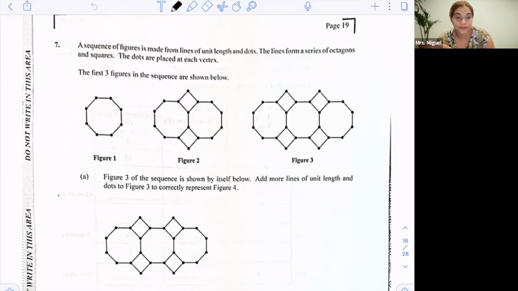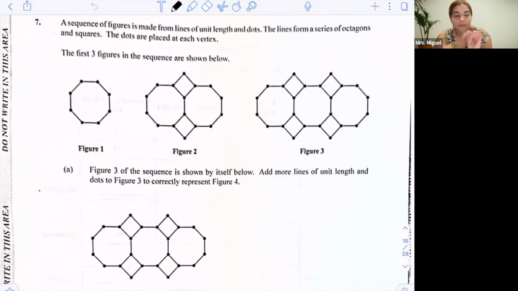Question 7 says, a sequence of figures is made from lines of unit length and dots. The lines form a series of octagons and squares. The dots are placed at each vertex. The first 3 figures in the sequence are shown below. So we have key things, some octagon.